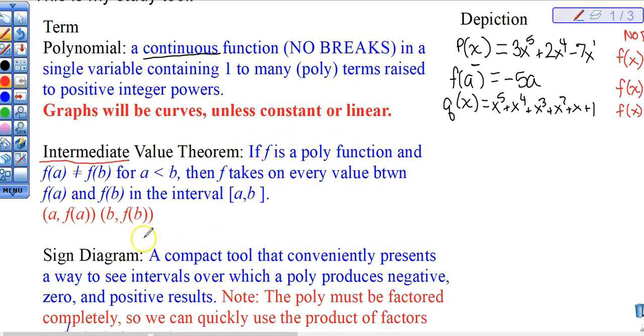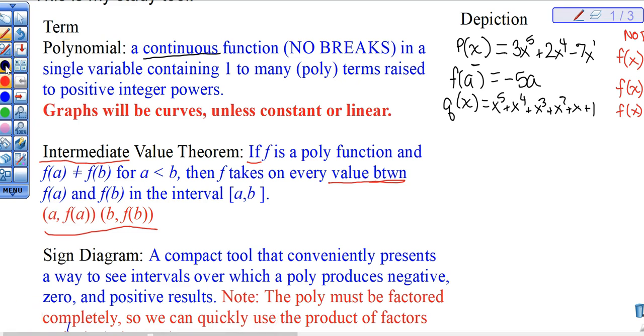So it says this formal definition: if a function is a polyfunction, so that's a condition. It says if. If it's a polyfunction, that means it's continuous, yes? And the f of a, so the output of a, does not equal the output of b, for a less than b, then the function takes on every value between, intermediate values, between this y and this y in the interval a to b. So I wrote that out in coordinate pairs so that you could see what I'm talking about. When I'm talking about f of a, f of b, I'm talking about the y's. When I'm talking about a and b, I'm talking about the x's.